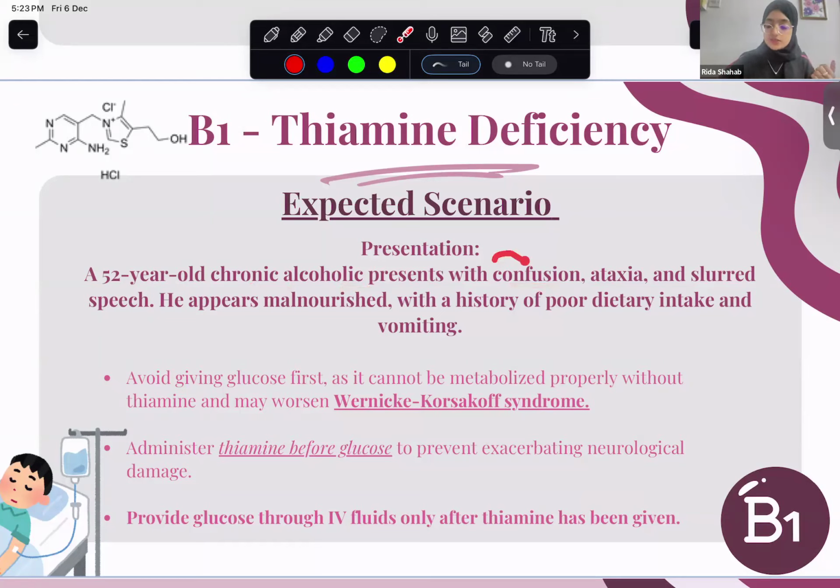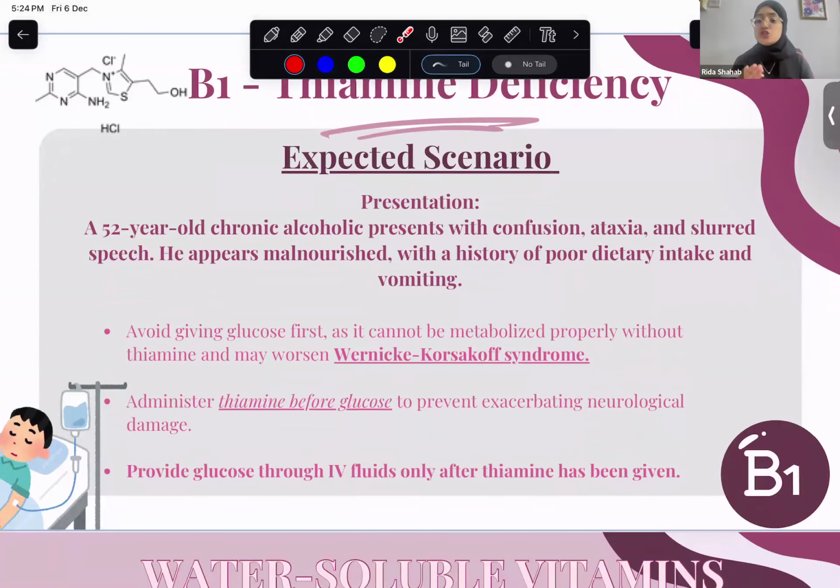So here he presents with confusion as well as slurred speech, okay? He appears malnourished with a history of poor dietary intake and vomiting, which already gives you the two most common causes of thiamine deficiency. He already has them. He's alcoholic as well as malnourished, right? So he doesn't have thiamine in his body. So how do you treat this guy?